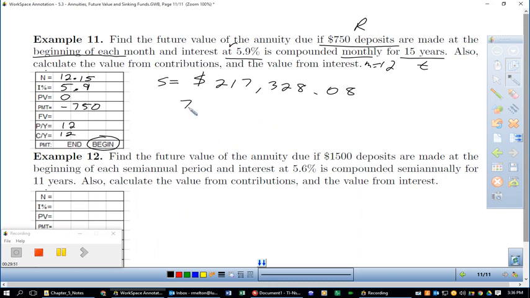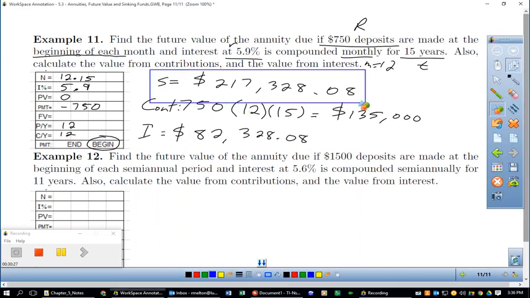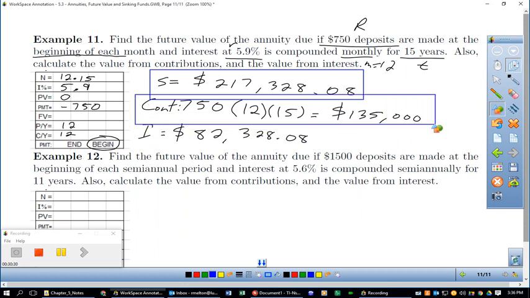The contributions: we put in $750 12 times a year for 15 years. So 750 times 12 times 15 will give us contributions of $135,000. And the interest we find by taking the value S minus the contributions, and that gives us $82,328.08, of course with rounding. So there's our future value, there's our contribution, and there's our interest.